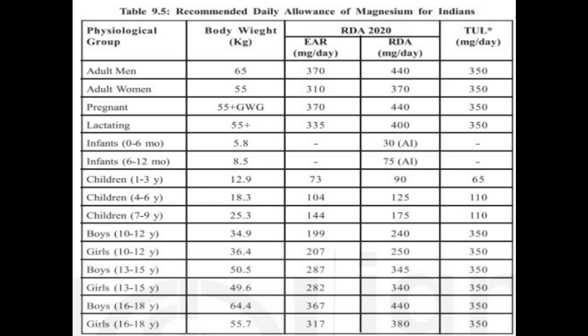Since plant foods are particularly high in magnesium, on a vegetarian diet with plenty of green vegetables, it is unlikely that Mg deficiency will occur. Recommended daily allowance of magnesium for Indians is given in Table 9.5. The EAR is estimated to be 320 mg per day and RDA set at 385 mg per day for adult males. Requirements for other physiological groups are adjusted to age and growth factor. Table 9.5. Recommended daily allowance of magnesium for Indians.